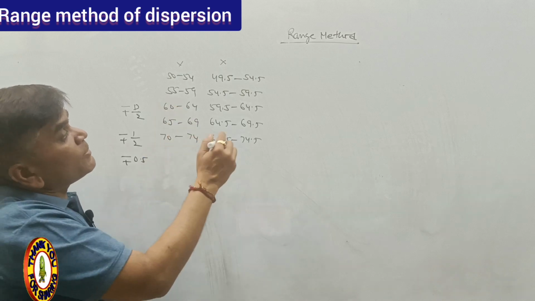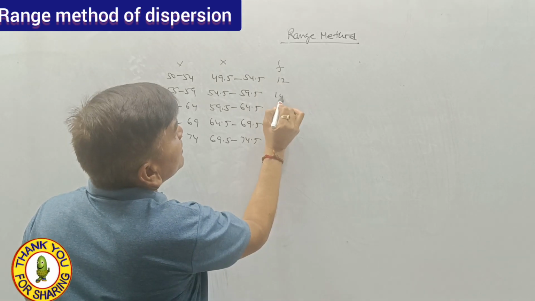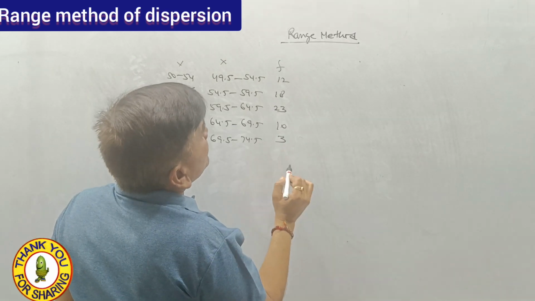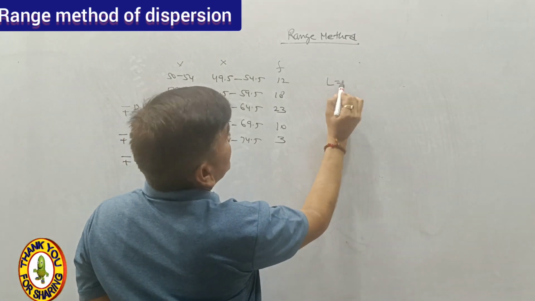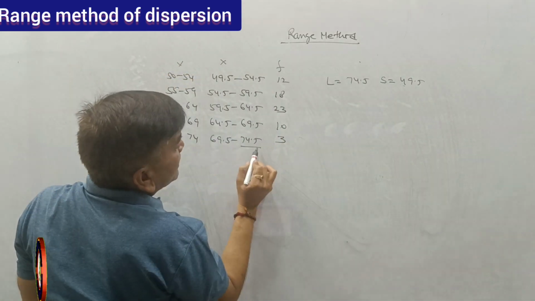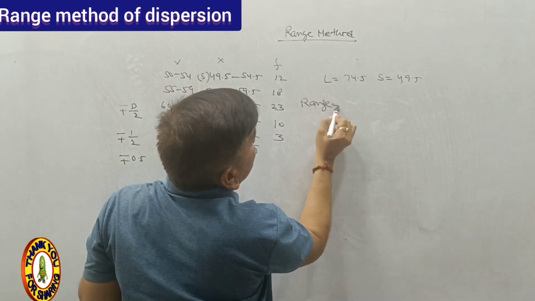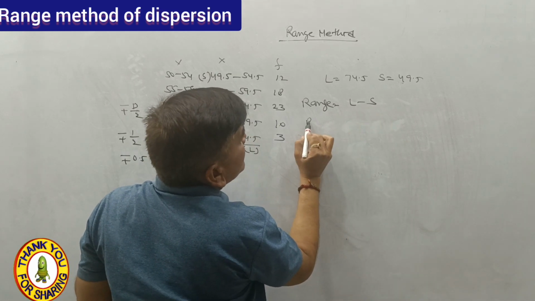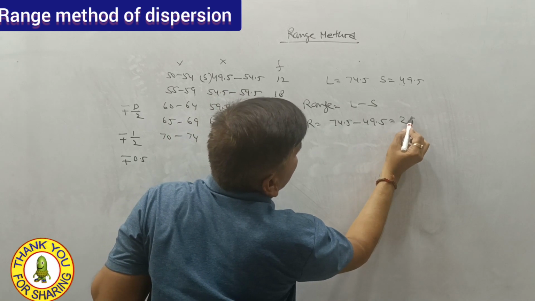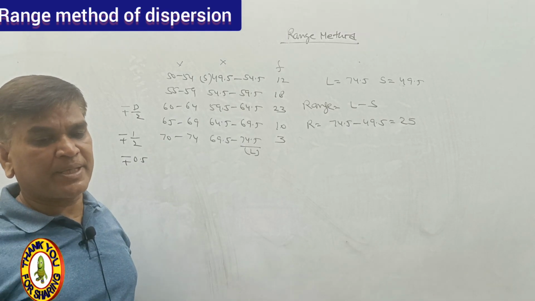The frequencies given are 12, 18, 23, 10 and 3. The largest item is 74.5 and the smallest item is 49.5. So the range is the largest minus the smallest, which is 74.5 minus 49.5, that is 25. So the value of the range is 25 kg.